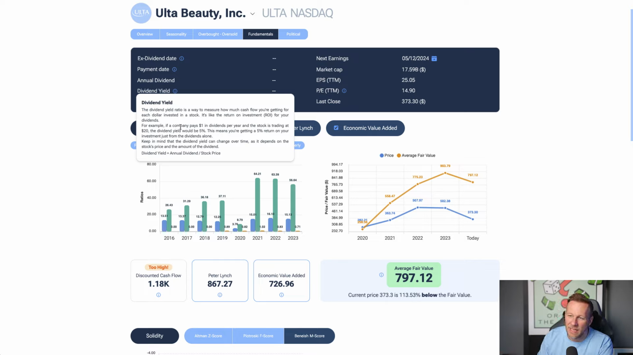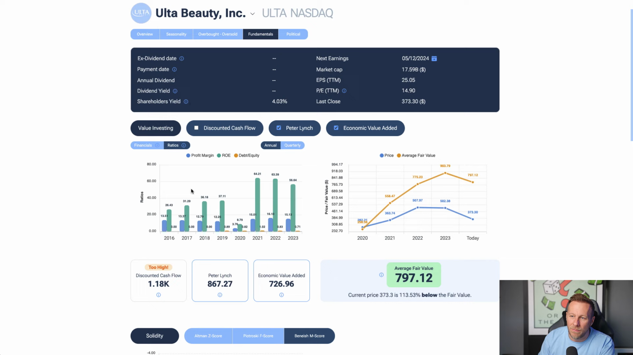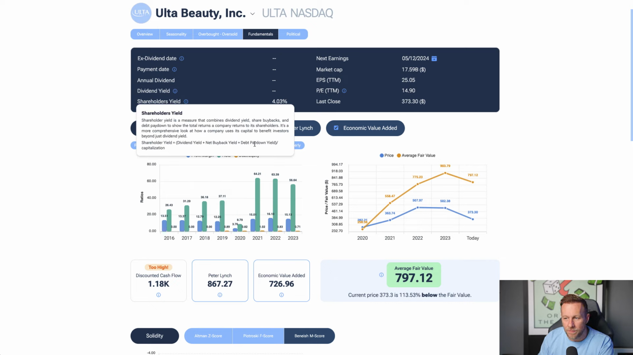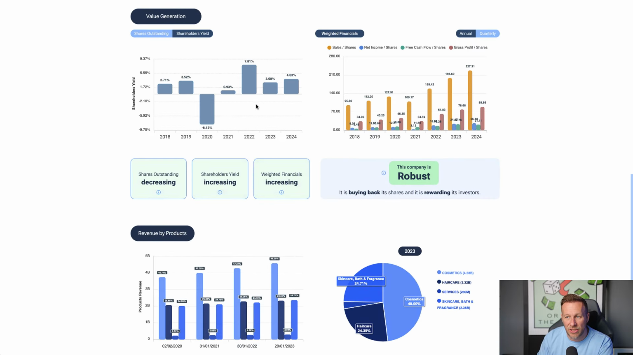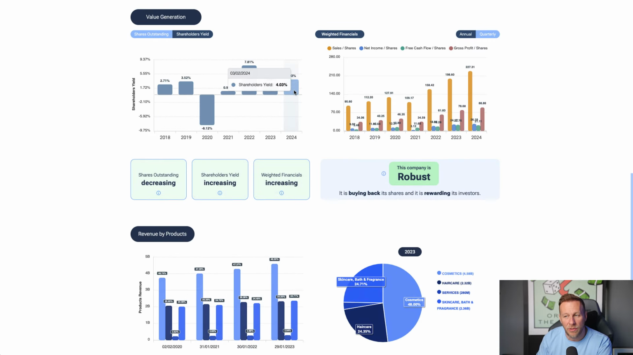Does that make sense? So what the shareholder yield does, it takes into consideration the dividend yield plus net buyback yield plus debt pay down yield divided by the capitalization. And what that does is it will give you a nice figure to see that if it's positive, you know that the company is providing real value for you as an investor, basically.